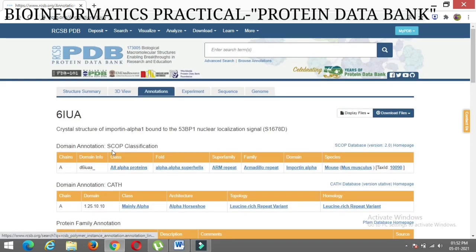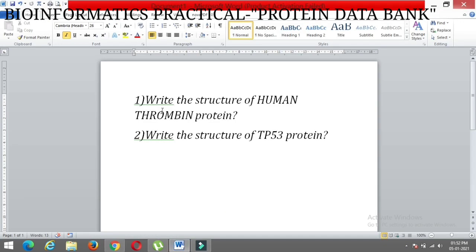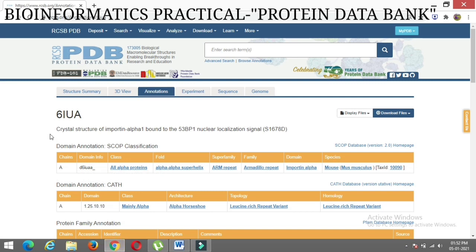So this is the Protein Data Bank practical. In the exam, the examiner will give you a question like this. The examiner will give you a particular protein name and ask you to write its structure. Then you just have to open the Protein Data Bank, write the name of the protein in this space and search, and then you will get the protein of your interest, and then you can write the structure.